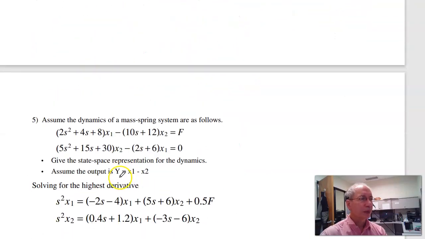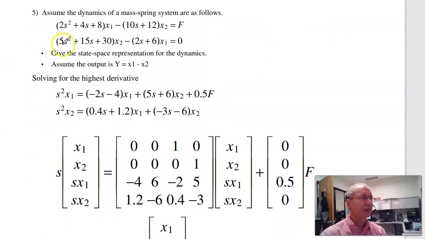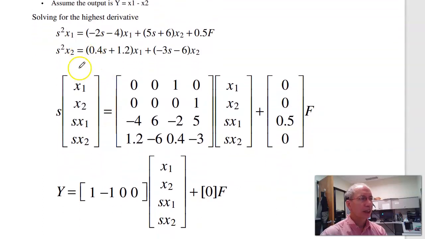The last problem is, given the dynamics, say for mass spring system, put it in state space form. The trick is solve for the highest derivative, so solving for s squared x1, bring everybody else right, gives you minus sign, plus sign. Solve for s squared x2, then in state space what I'll have is sx1 is just x1, sx1, as x2 is sx2, that's the zero identity matrix. This shows up down here.